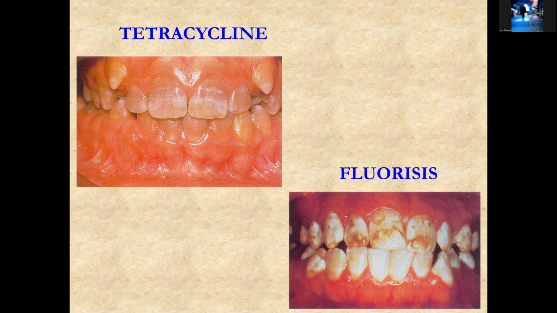Regarding fluorosis, we know that there are different grades of fluorosis, which start with the initial white spots in the teeth, which can later progress to brown spots and even chipping or breakdown of the incisal edges.